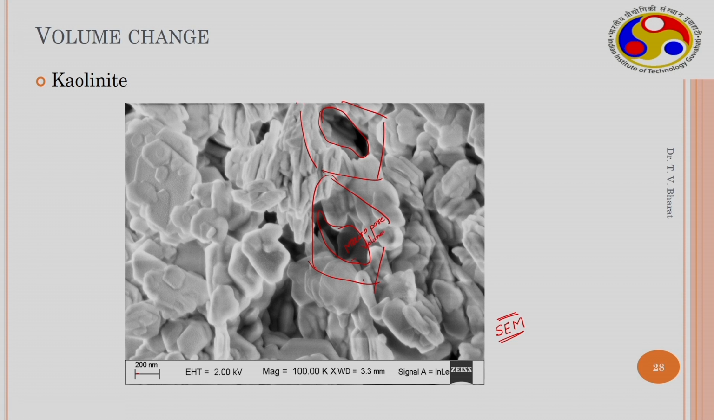and here you have one aggregate. So, this is not a single particle, it is an aggregate of different platelets. So, here in between these platelets, whatever the pore volume that exists, that is micropore volume. So, this clay exhibits double porosity.